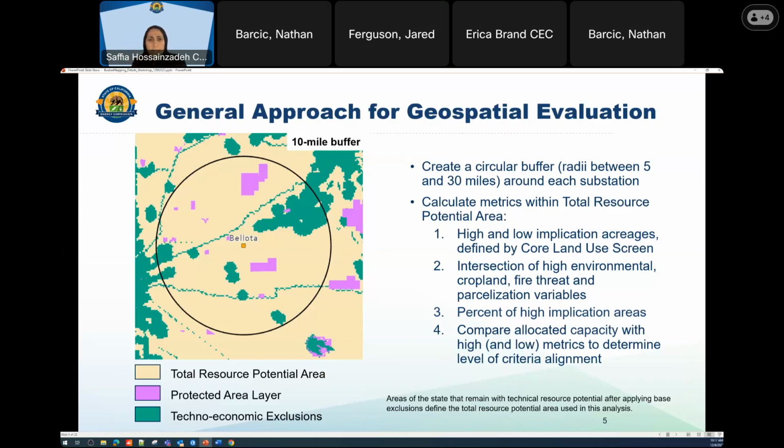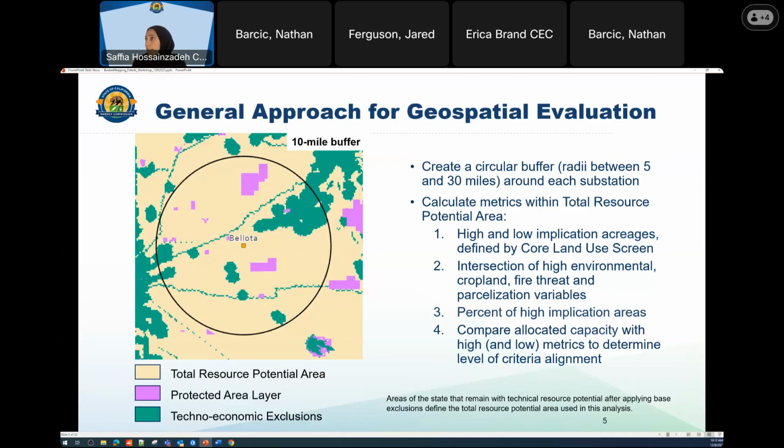And many of the other calculations that we perform will depend on intersecting the spatial data sets of these additional variables, like high environmental variables or cropland or fire threat, into the total resource potential area to get the total magnitude of those variables within our study area. So this will help us to understand the conditions of this landscape around each substation further.